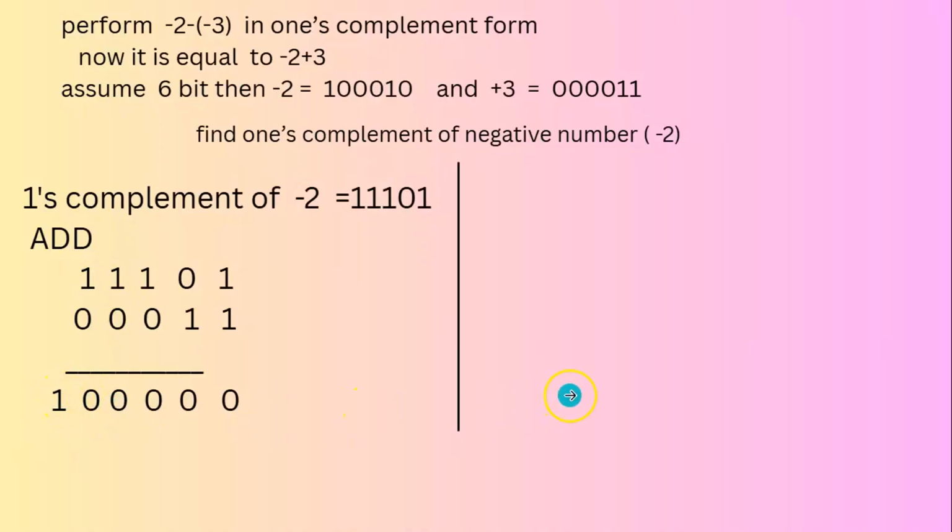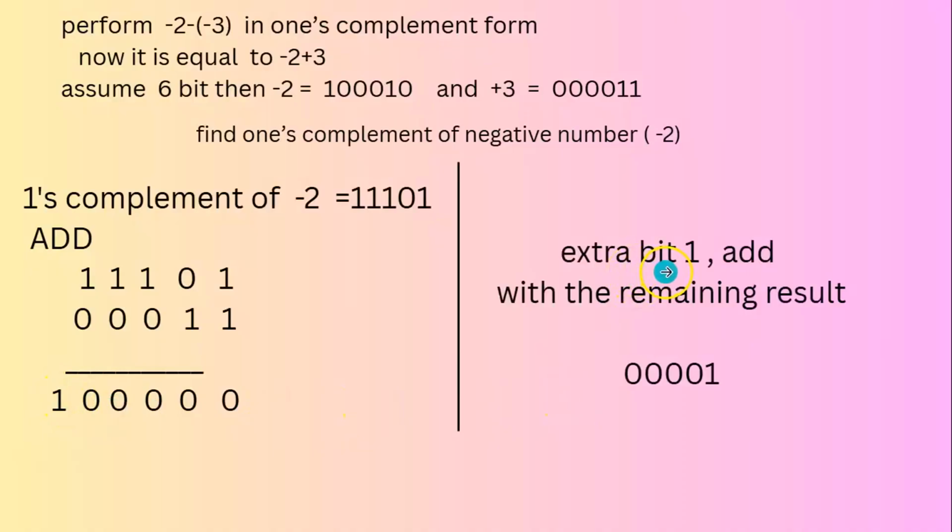So as per the rule, there is an extra bit. If there is an extra bit, you add it to the remaining result. So this extra bit should be added to the remaining result. So what will you get? You will get this result when you add this one to the remaining result. Now what is the result in decimal? Minus 2 plus 3 becomes 1. That is what we got in binary also.